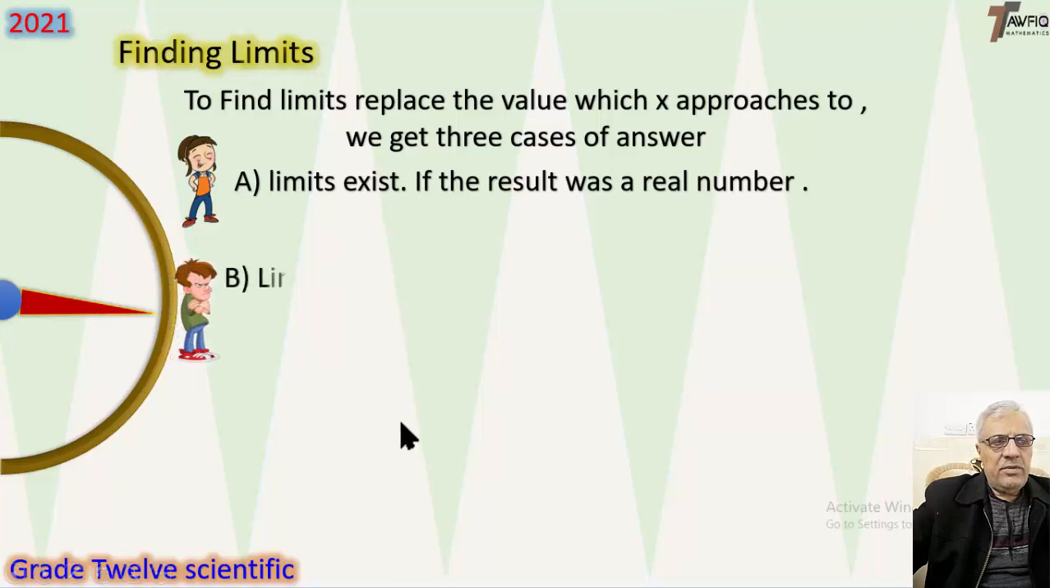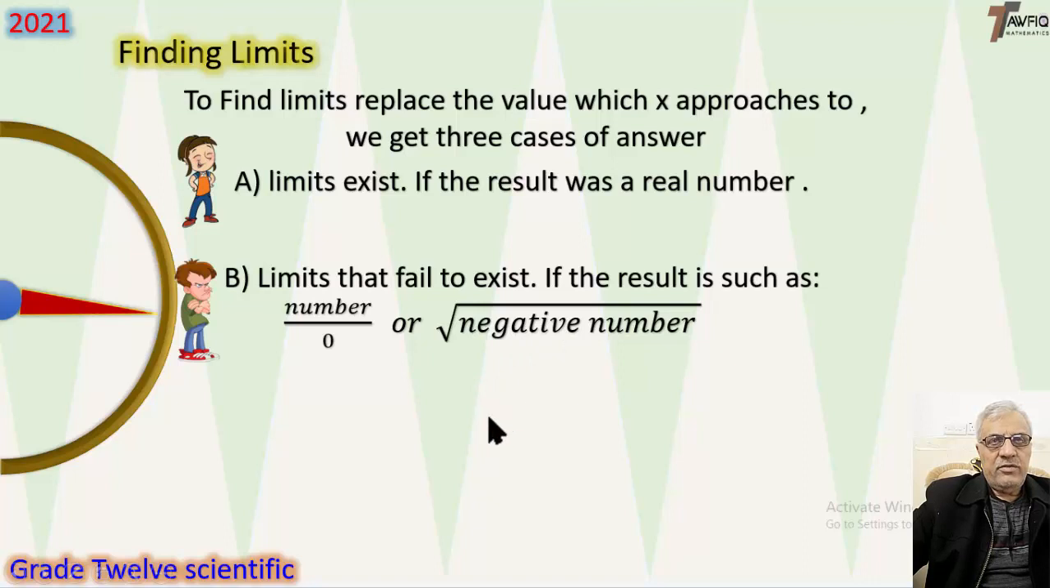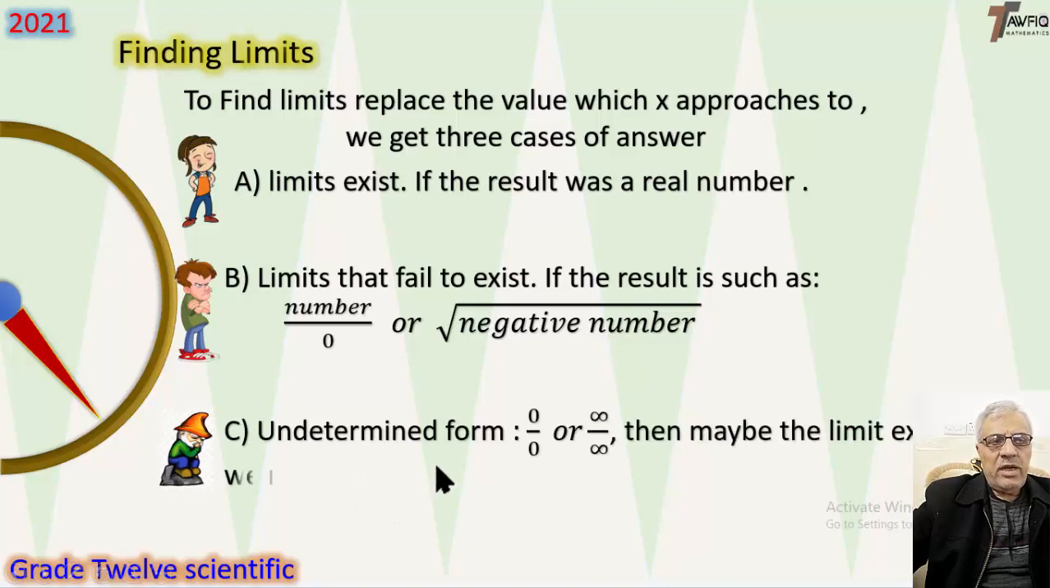The second case: limits that fail to exist if the result is such as number over 0 or square root of a negative number. The third case is an undetermined form like 0 over 0 or infinity over infinity. Then maybe the limit exists and we must search for it.